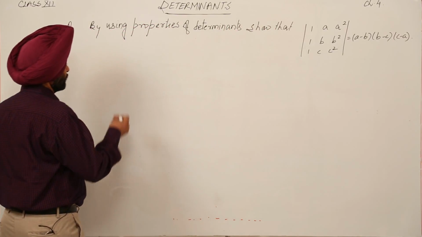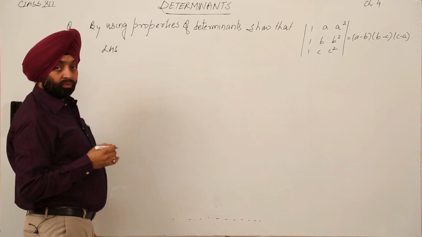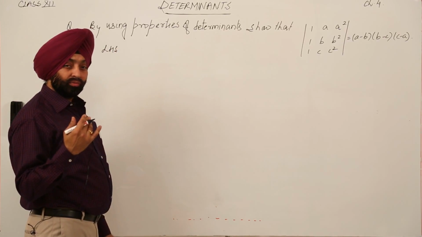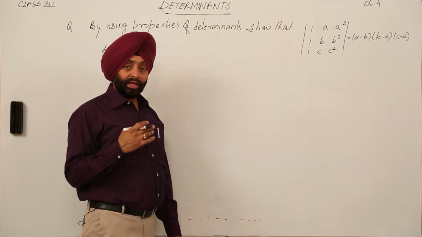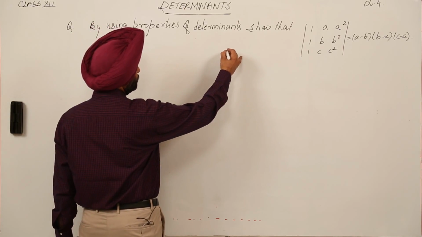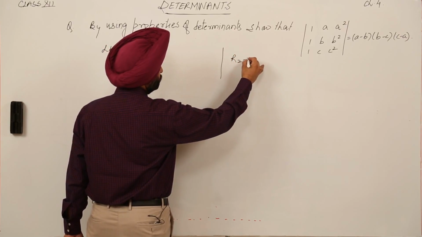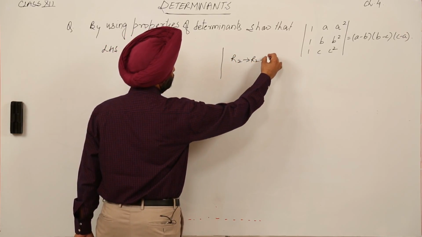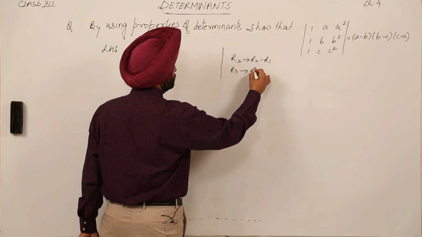Now the left hand side. In the left hand side, when we are having 1 1 1, if it is in a column, then apply for row; if it is in a row, then apply for a column. Now what properties am I going to use here? I am going to use R2 approaches to R2 minus R1 and R3 approaches to R3 minus R1.